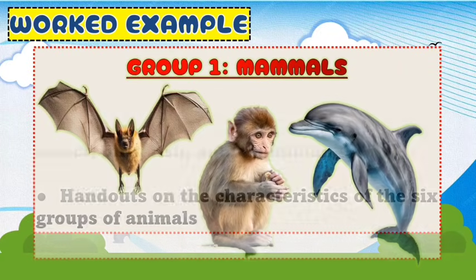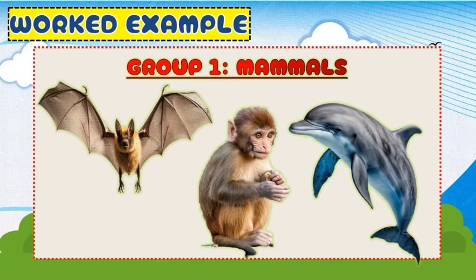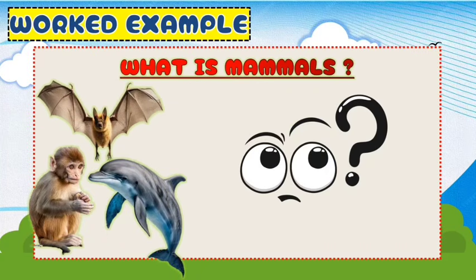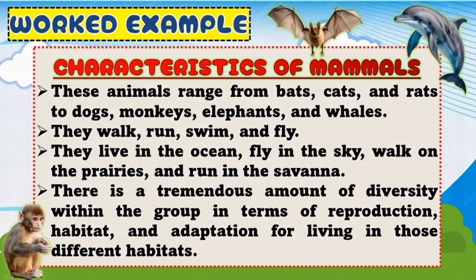For Group 1, you will be going to discuss about the mammals. What is mammals? The characteristics of mammals. So these animals range from bats, cats, and rats to dogs, monkeys, elephants, and whales. They walk, run, swim, and fly. They live in the ocean, fly in the sky, walk on the prairies, and run in the savanna.